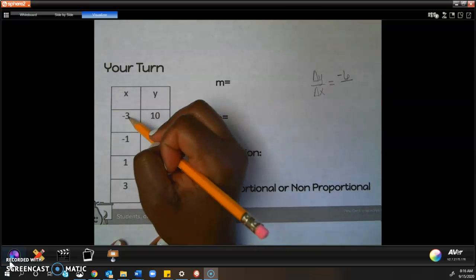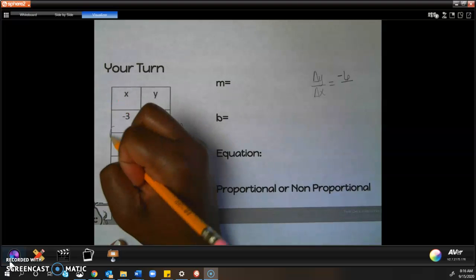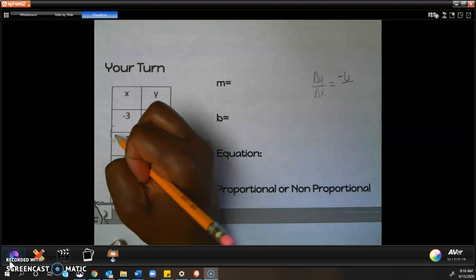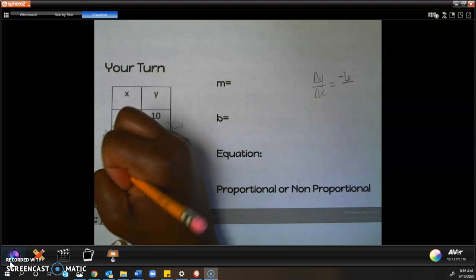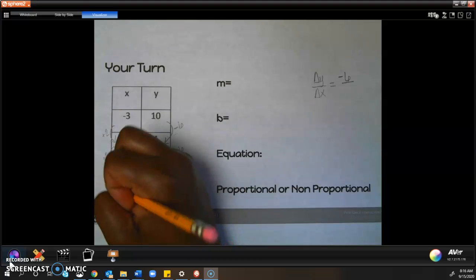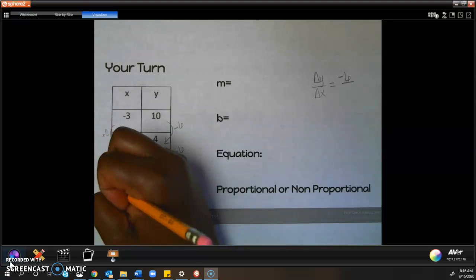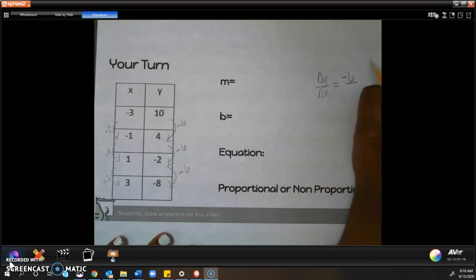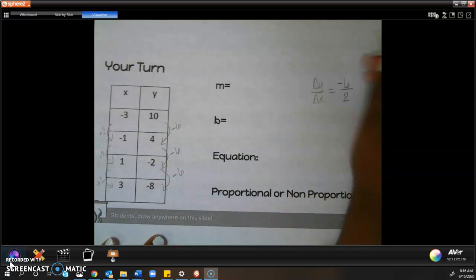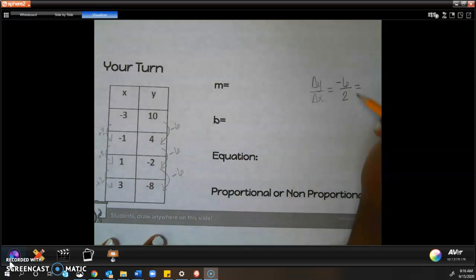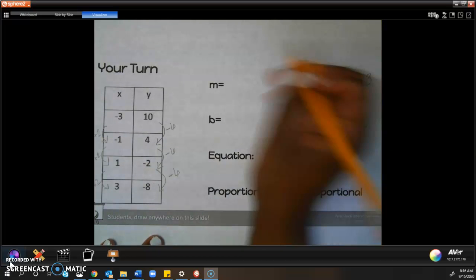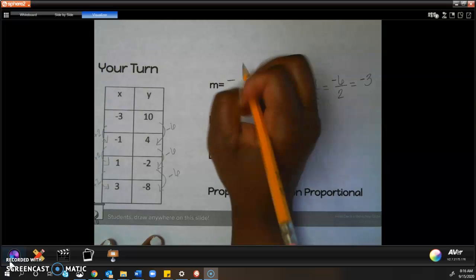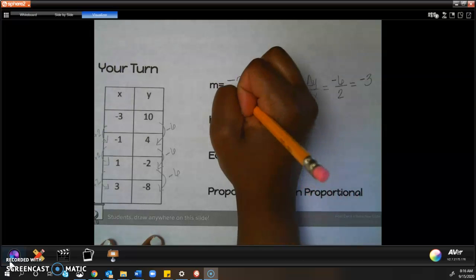To go from -3 to -1, I'm adding 2. -1 to 1 is plus 2. And 1 to 3 is plus 2. All right, so my change in x is 2. -6 over 2 simplifies to -3. So my slope is -3.